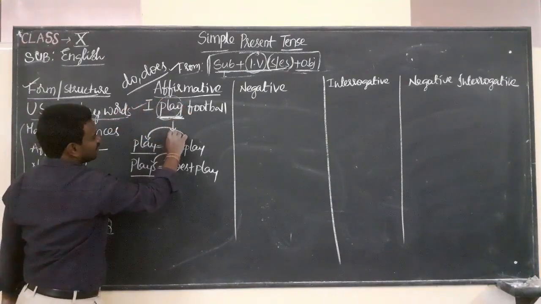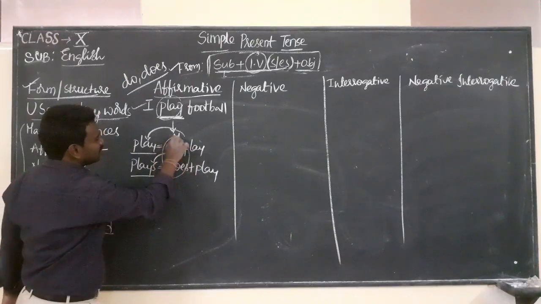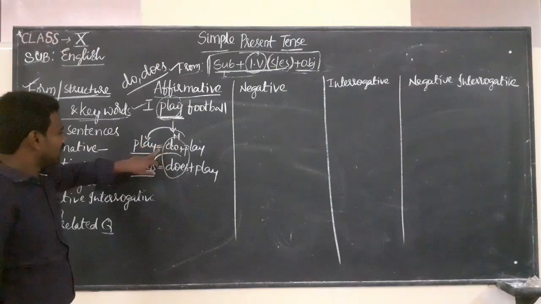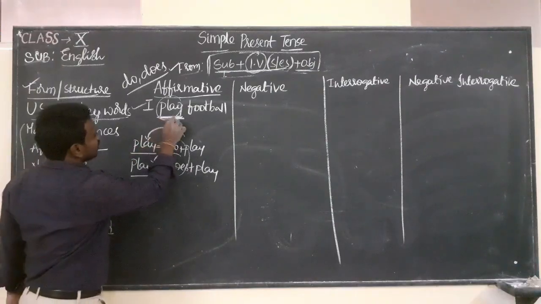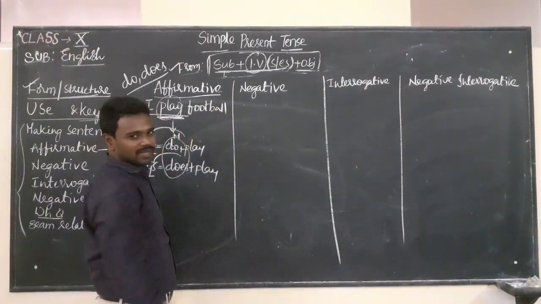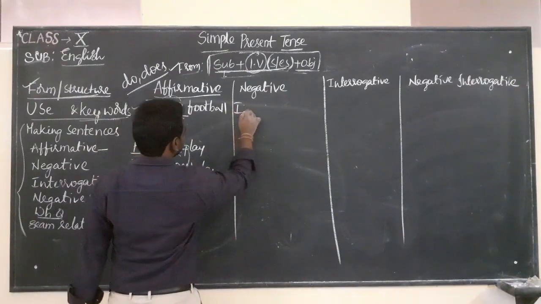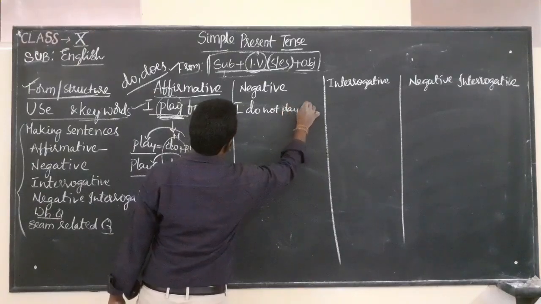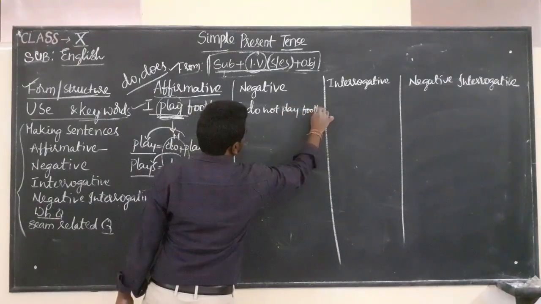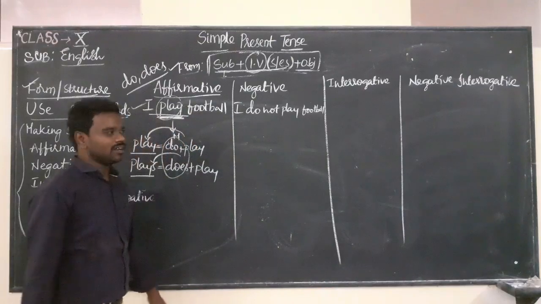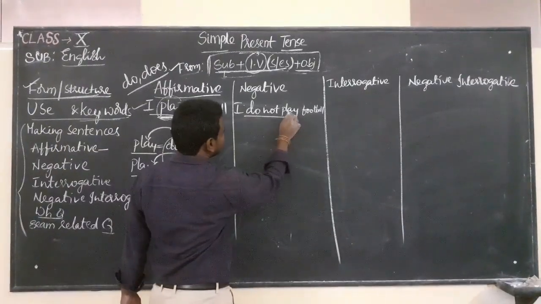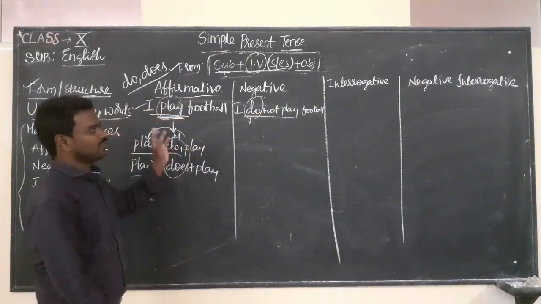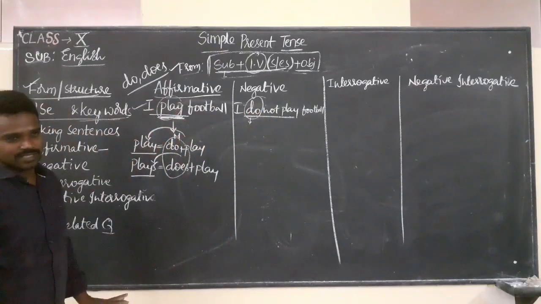So we need a helping verb. Here the helping verb is do or does. So when I write play, do or does, we have to take do. With the help of do, we can make a negative. So what is the negative here? I do not play football. Do not. Negative, right? What is the helping verb here? Do. With the help of do, we make it a negative sentence, right?